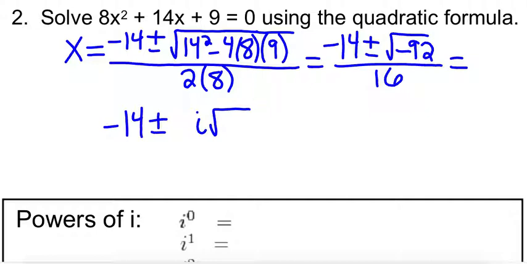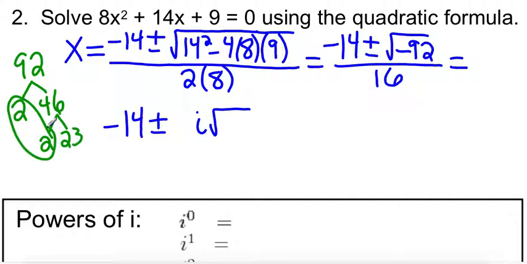Now, the 92, we're going to need a factor tree. I'll put that over here. That's 2 and 46, which is 2 and 23, and that's as good as it gets, I believe. Okay. So we'll pull the 2 out. The 23 stays, all over 16.